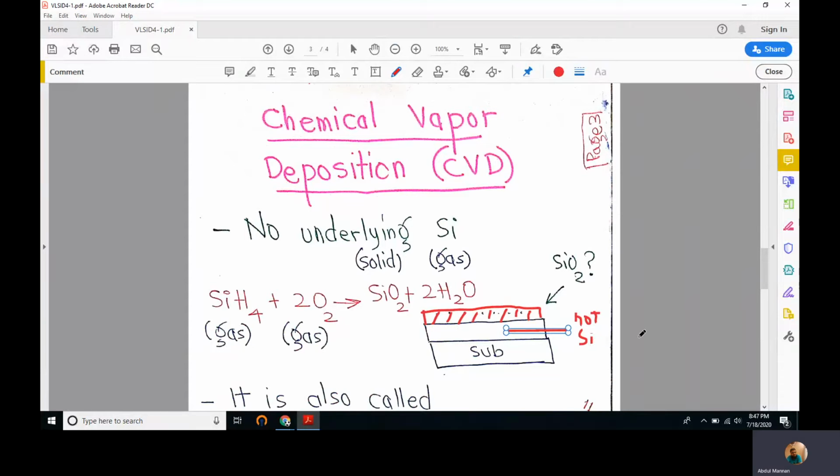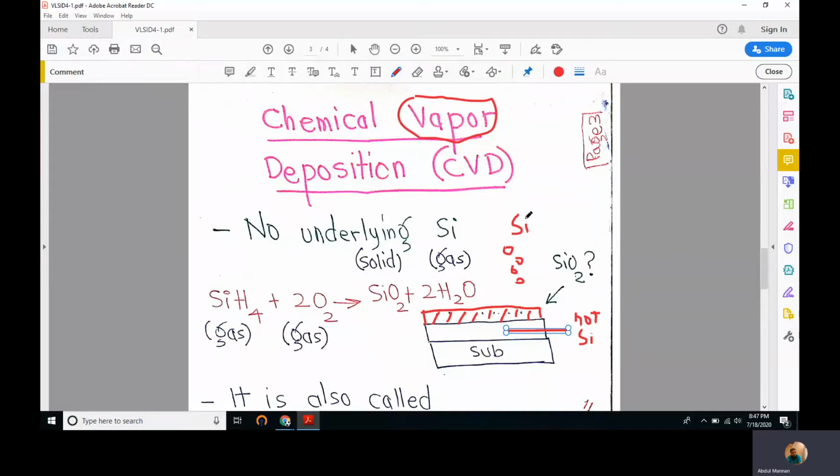We cannot use oxygen to pass over it, neither can we use steam, because the underlying silicon isn't there to react with. So we should use some technique based on vapors of the gas, and we call it CVD, chemical vapor deposition. With no underlying silicon, what you do is you use silicon hydride. So we have these silicon hydride, maybe these red vapors.